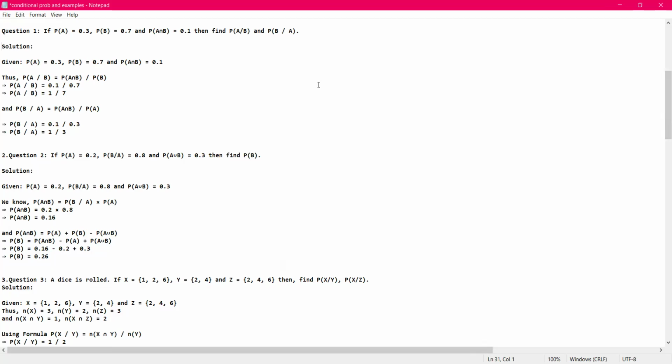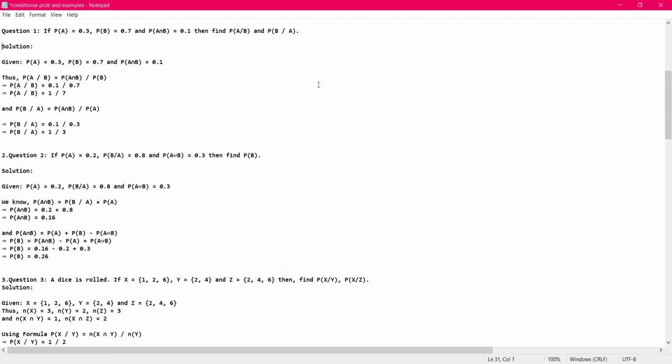Now we have to calculate P of B given A as well. It is also the same as P of A given B, but the denominator will change. So for P of A given B, it is P of A intersection B by P of B. Whatever the event that is known, we have to write that event in the denominator part. That's why we have written P of B in the denominator part.